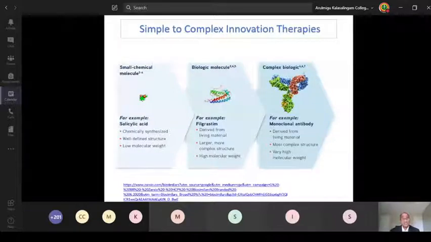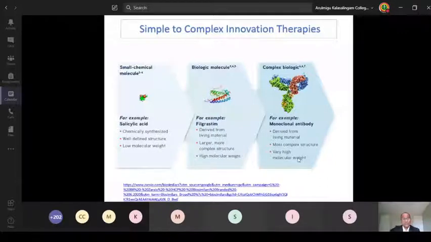There's increasing demand to mitigate the growing number of diseases in the growing population worldwide. So all the agencies are looking for innovation in therapies. Now I'm going to talk about simple to complex innovation therapies. When you go from simple to complex, advanced therapies derived from living material have the most complex structure, and they have high molecular weight.